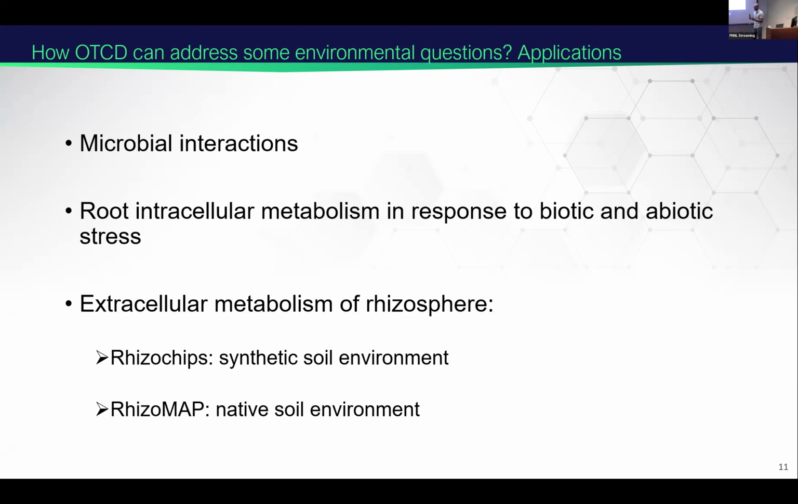So I want to show you now how we actually applied, and where we applied, this on-target chemical derivatization workflow in several examples. In the first place, to reveal some acidic compounds in microbial interaction, and then how we can use this to visualize root intracellular metabolism, but also extracellular metabolism inside the rhizosphere, on the example of the RhizoChip as a synthetic soil environment, and our newly developed platform called RhizoMap that uses native soil environment, actually.